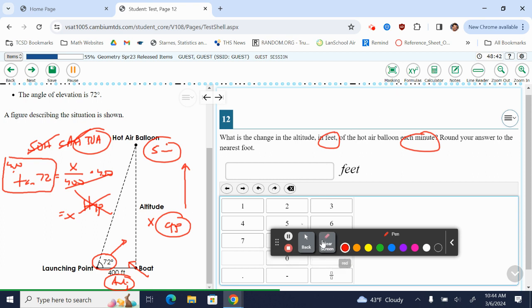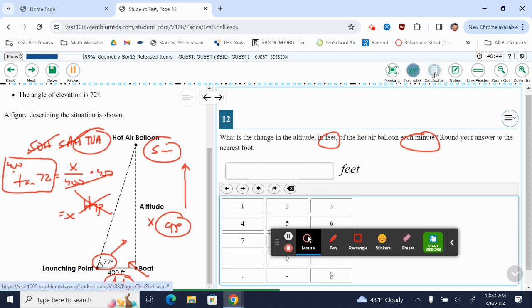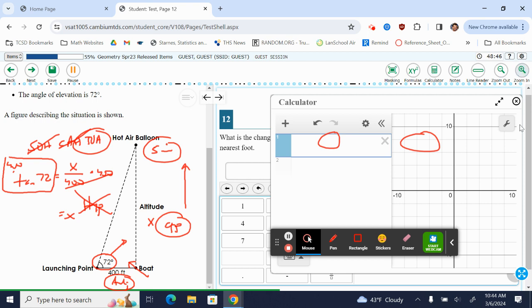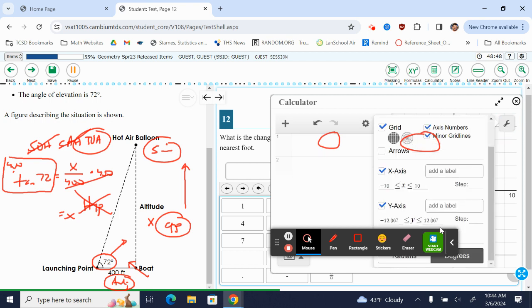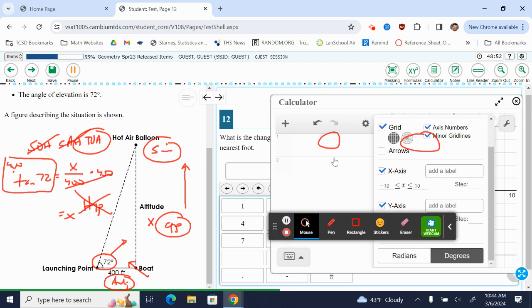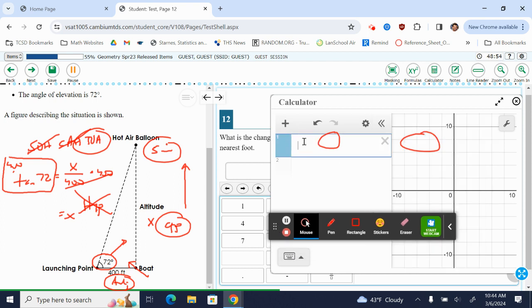Now when you do this typing in, you have to make sure your calculator's in degrees. To check that, use the wrench. It should be in degrees, and mine is. You see degrees right there? So we are in degrees. So I'm simply going to type out 400 tangent of 72. And I get 1231.073. So I'm not going to round that, right?